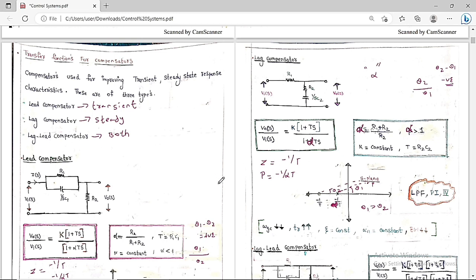The transfer function is written in the same manner, so you don't have to get confused. Always you have to use alpha for both cases. If you know the concept, you can use alpha for both cases. So now, what is going to happen?